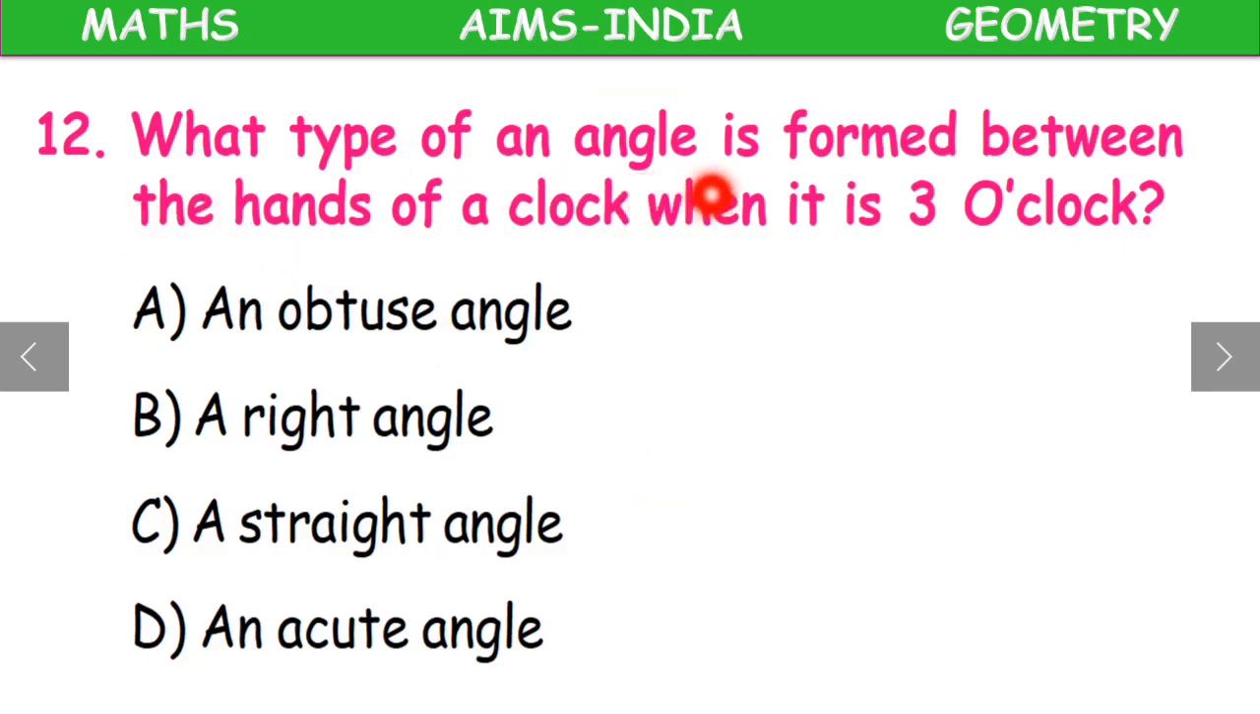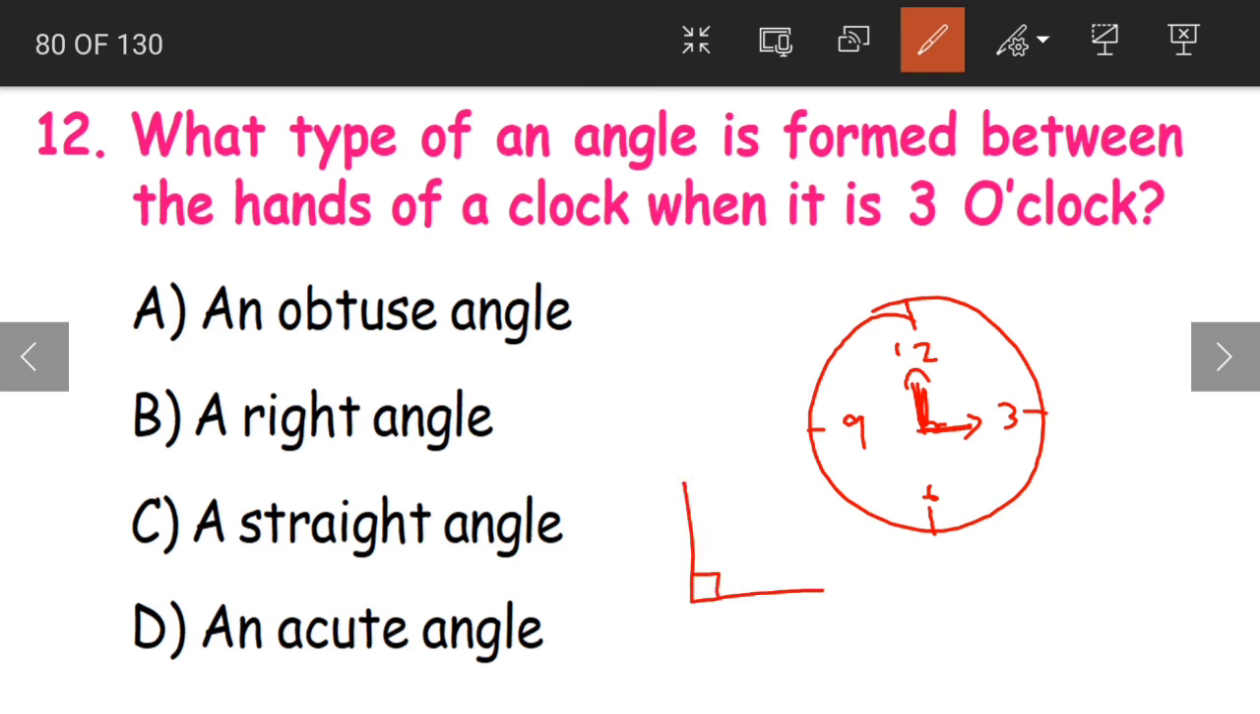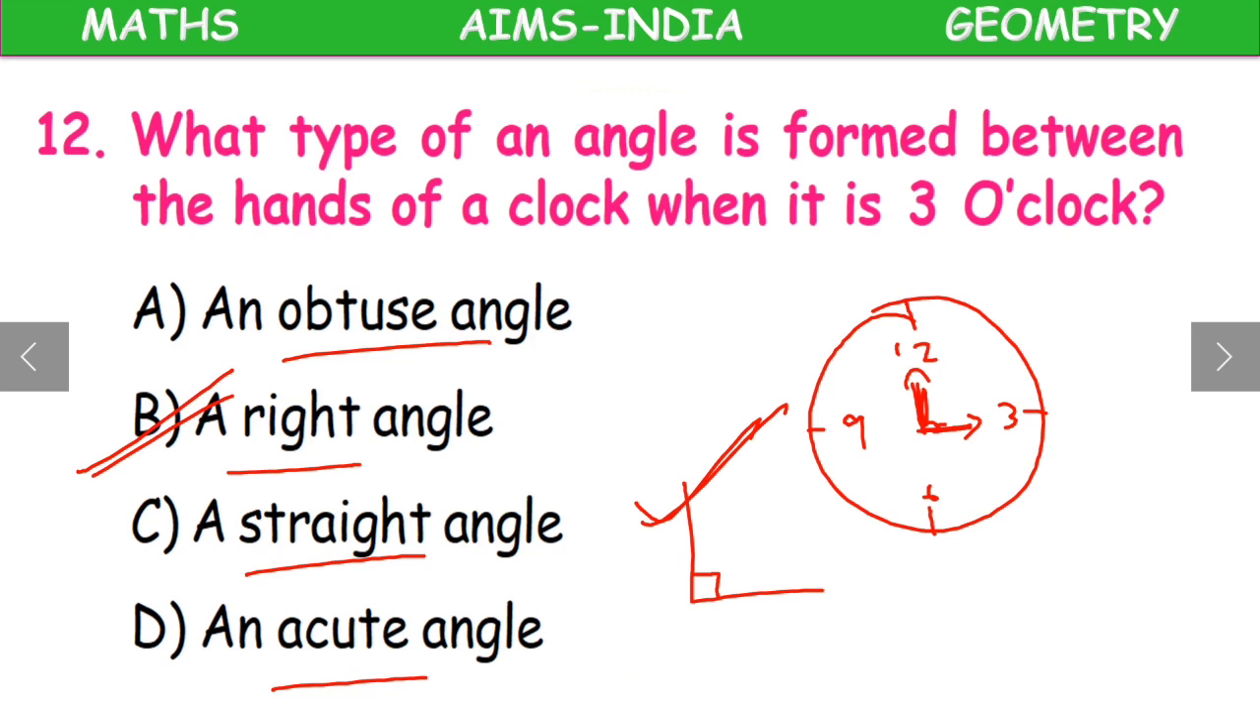Question 12. What type of angle is formed between the hands of a clock when it is 3 o'clock? So when it is 3 o'clock, have you observed the time, children? How will it look when it is 3 o'clock? It will be like this. Yes. So what is the angle formed here? By seeing it, we can say that it is an L-shaped angle. So what is an L-shaped angle? Is it an obtuse angle, right angle, straight angle, or acute angle? It is a right angle. So option B becomes our correct answer.